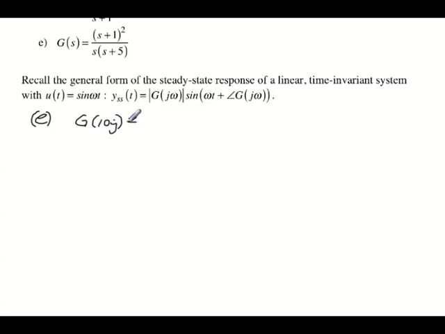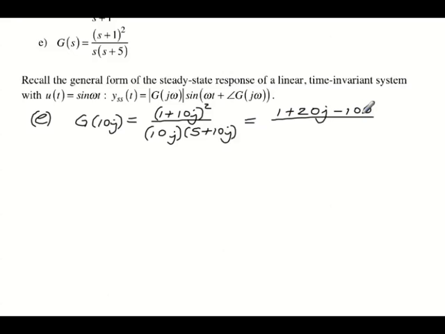So when I put in s equal to 10j, I get (1 + (10j)^2) divided by the denominator, so that's a 10j, (5 + 10j). When I square the top, I'm going to get 1 + 20j - 100. The minus 100 comes from (10j) squared. j squared is a minus 1. On the bottom, I get -100 + 50j, like that. So what this becomes then is (-99 + 20j) divided by (-100 + 50j).